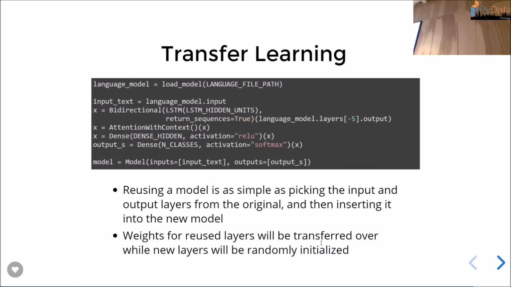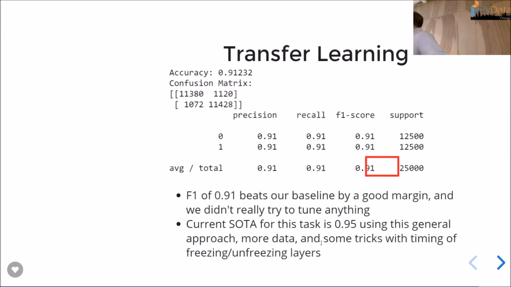So we're going to go -5 in this case, so the fifth layer up from the bottom in the language model, and just glue those two together. And then we throw in our attention and our dense layer and classify it, and we basically combine those two things. So it's very easy to use everything once you train it. And then the model weights from the original language model will be automatically transferred over, and the new layers will be randomly initialized.